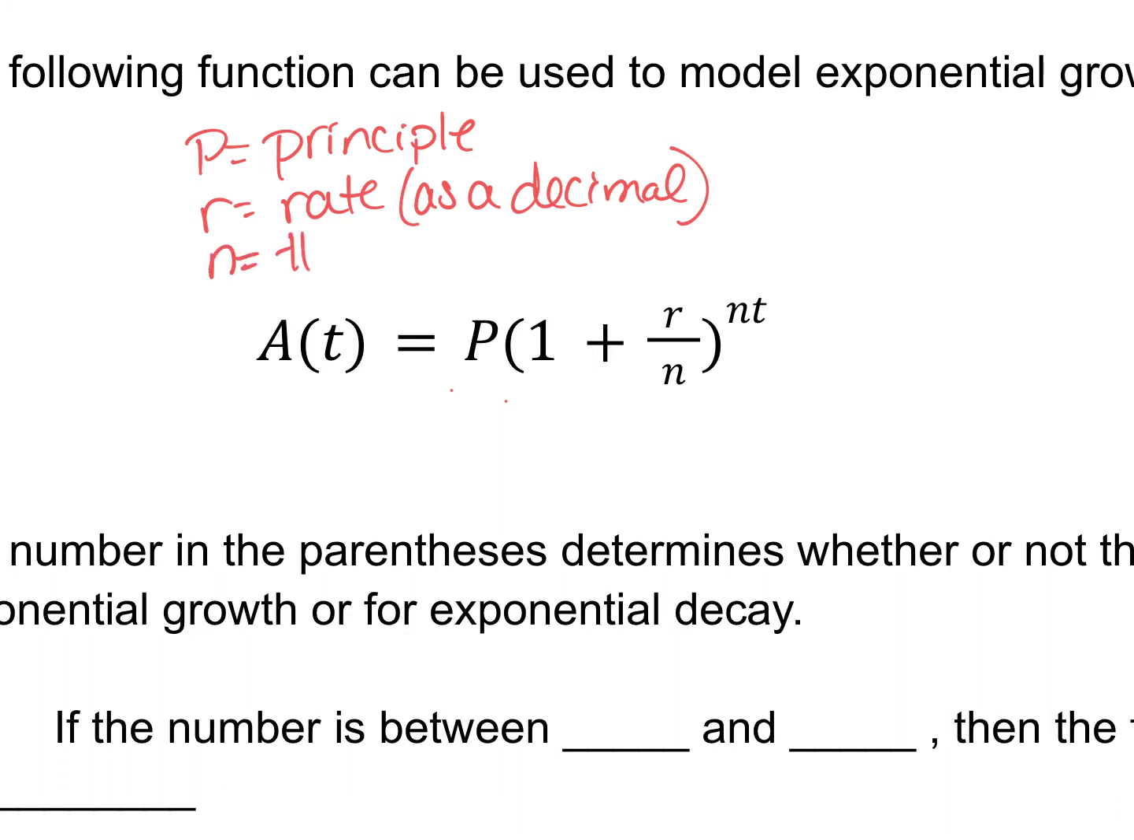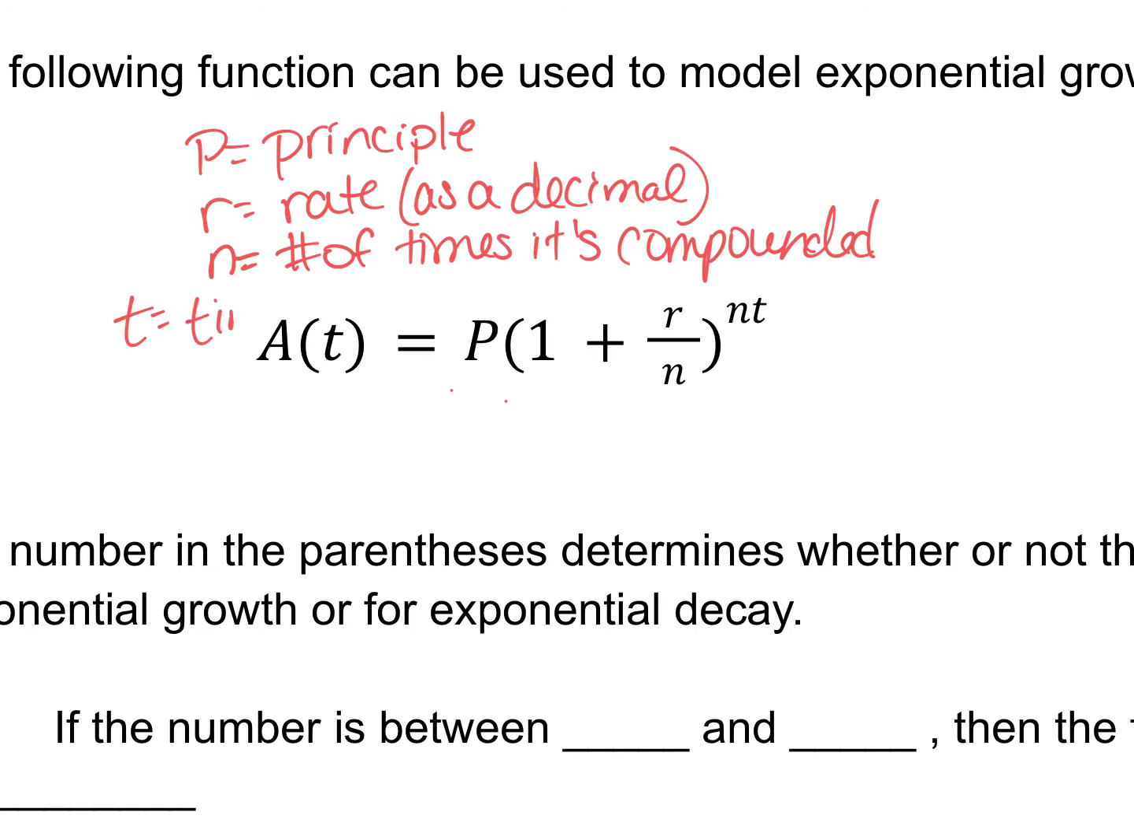N is the number of times it's compounded in the time, so we'll talk about that. You're going to have some different ones. And then T is the amount of time. Okay, this is the formula that is used most often.